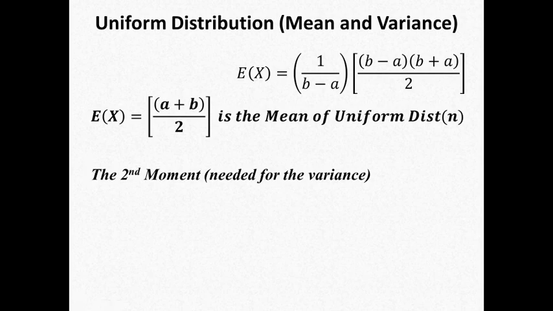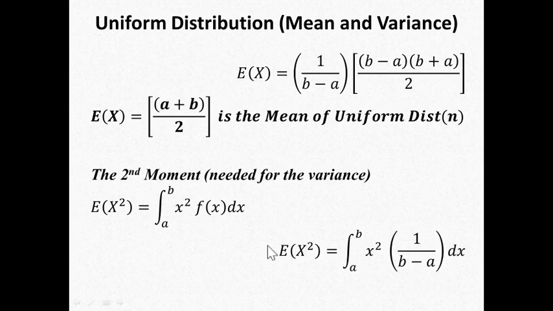For this, we have to find the second moment about origin, and the formula of finding the second moment I've earlier mentioned, which was this: expected value of x square is equal to the integral from a to b of x square times f(x) dx. Again, by replacing the PDF over here, this is the result.